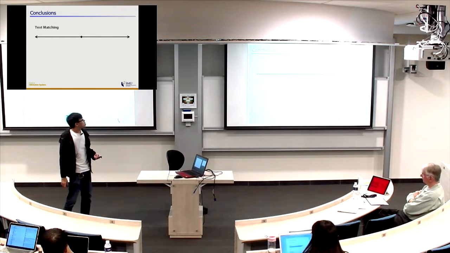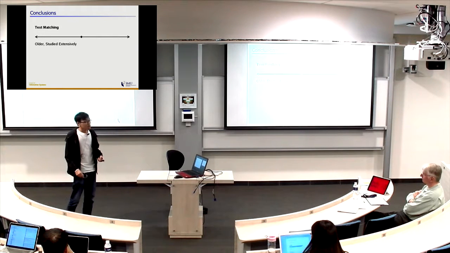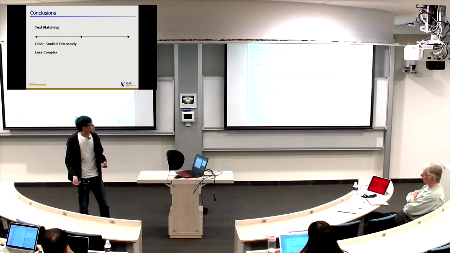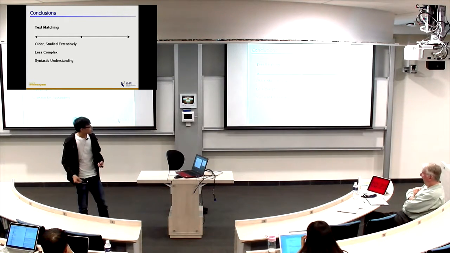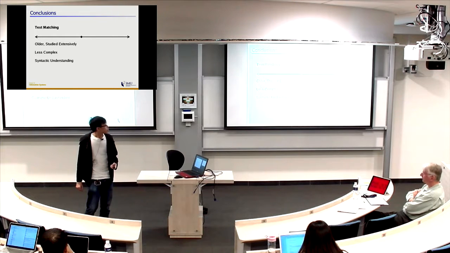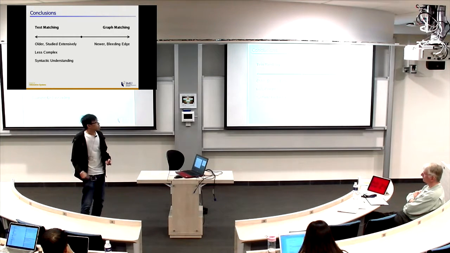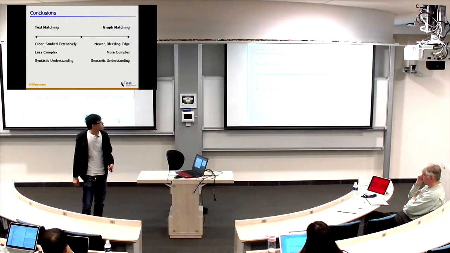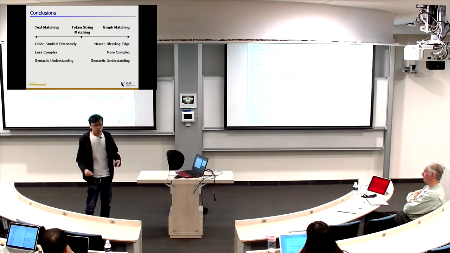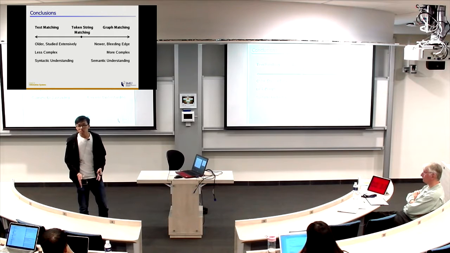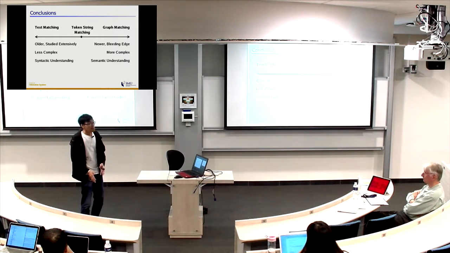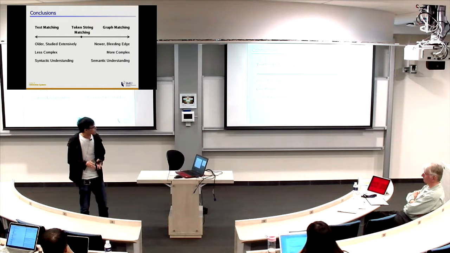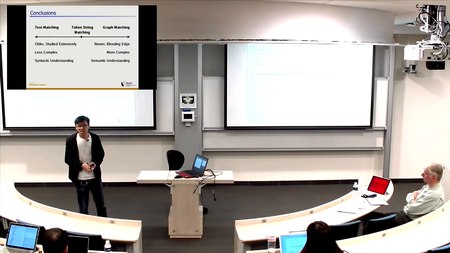In conclusion, text matching is older and has already been studied extensively. It is simple and provides syntactic understanding, while graph matching is newer, leading edge, and more complex, and provides semantic understanding. Token string matching stands in the middle, not very old, but not very new, and provides both syntactic understanding and semantic understanding.